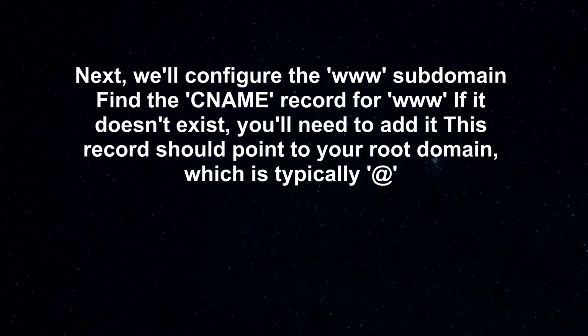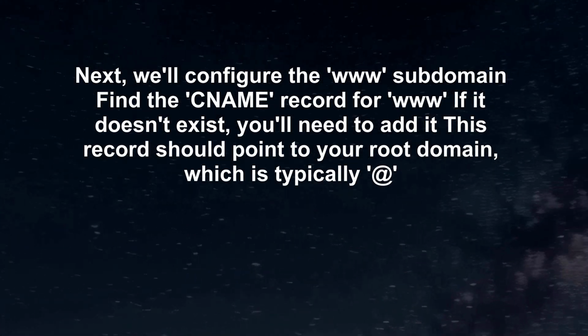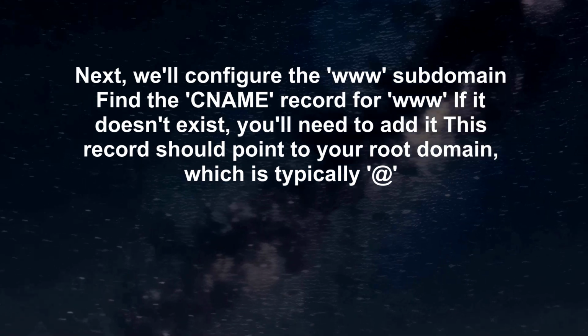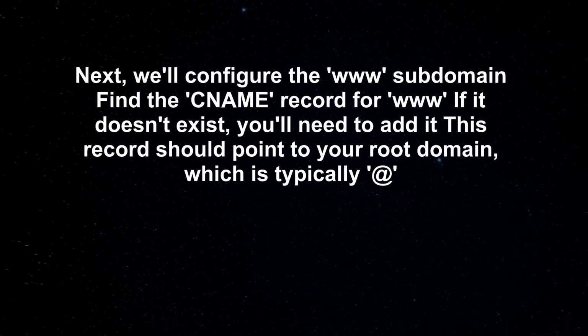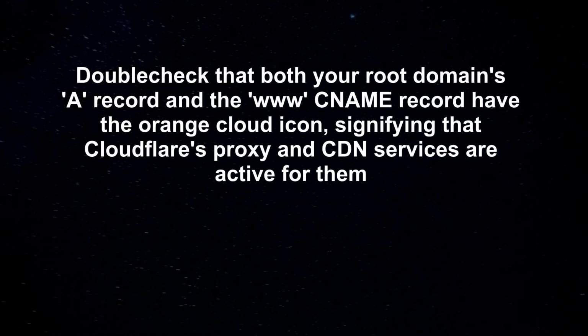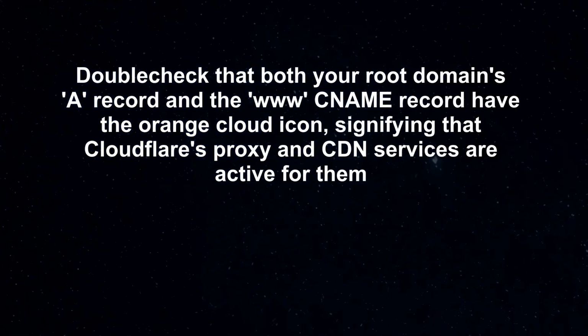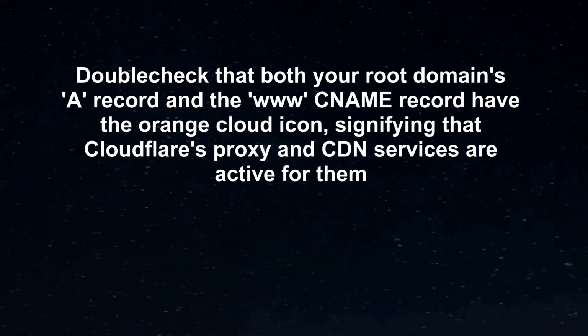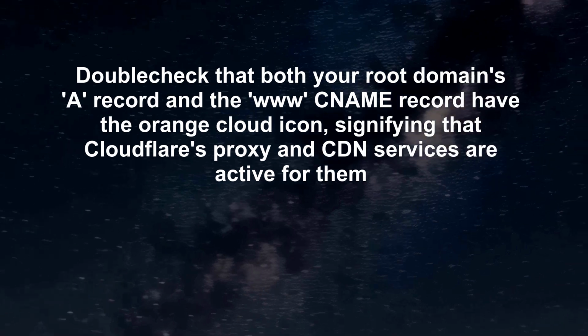Next, we'll configure the www subdomain. Find the CNAME record for www. If it doesn't exist, you'll need to add it. This record should point to your root domain, which is typically at. Double check that both your root domain's A record and the www CNAME record have the orange cloud icon, signifying that Cloudflare's proxy and CDN services are active for them.